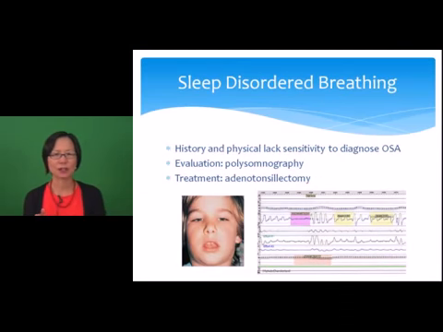The history and physical examination unfortunately lack sensitivity to diagnose obstructive sleep apnea. This picture shows a child with what we call classic adenoidal facies. He's got the open mouth breathing, sort of a sleepy appearance, but unfortunately even children with this don't always have obstructive sleep apnea. What you need to do is do a polysomnogram, and this polysomnogram shows episodes of apnea listed in purple and episodes of hypopnea listed in yellow, with associated desaturation in the oxygen level located in peach. And the treatment for this would be adenotonsillectomy.